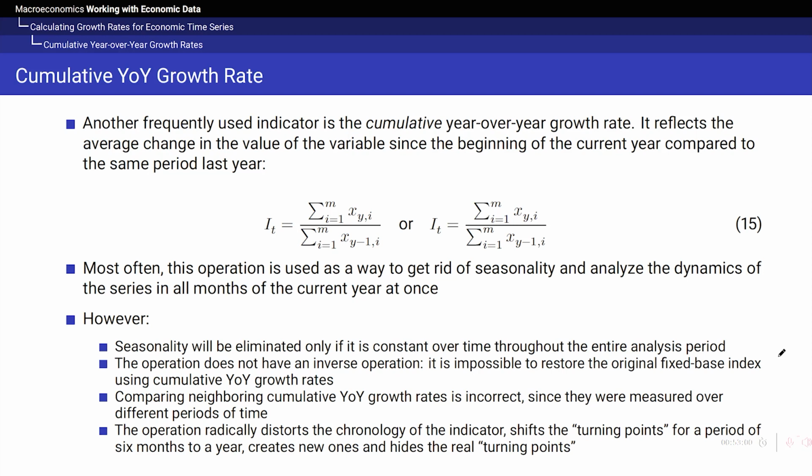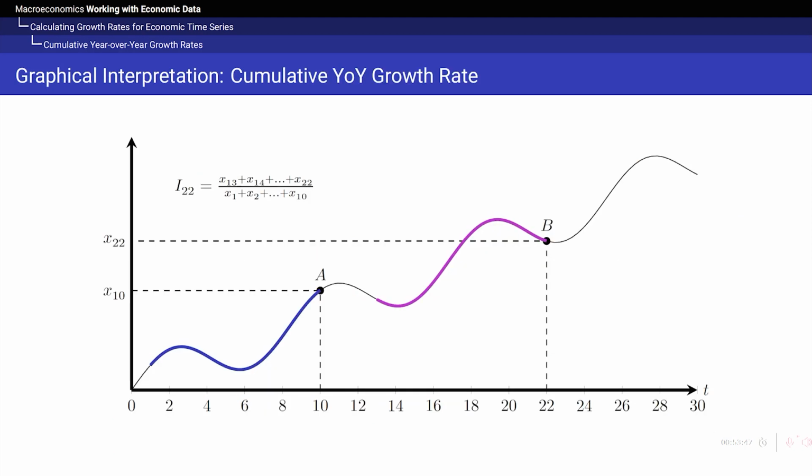Even for adjacent months, such growth rates are completely incomparable. This happens because they are measured over different time intervals. Finally, cumulative year-over-year growth rates completely distort the dynamics of the series. Unfortunately, very important macroeconomic variables are published by Rosstat only in this form, which prevents any further meaningful analysis. Graphically, calculating cumulative year-over-year growth rates is equivalent to finding the ratio of the sum of values in the purple segment to the sum of values in the blue one.